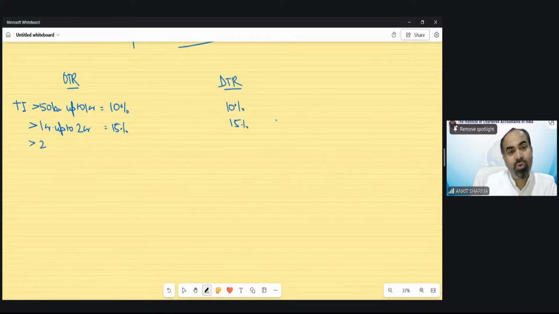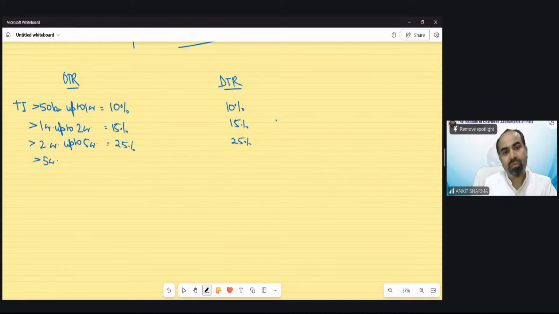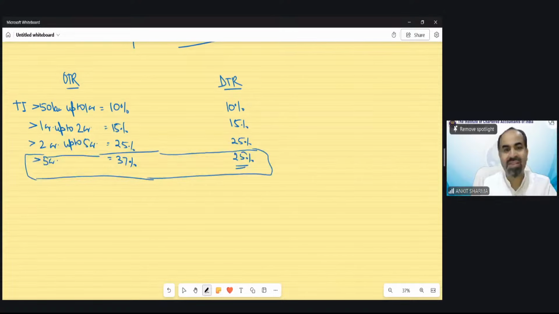If income exceeds 2 crores and is up to 5 crores, the surcharge rate would be 25%, and also the same over here. But if income exceeds 5 crore, then the surcharge rate would be 37%, and this will remain 25% over here. So the difference between the surcharge concept in these two regimes is exceeding 5 crore. Everything else is the same.